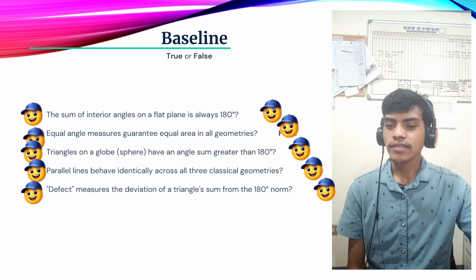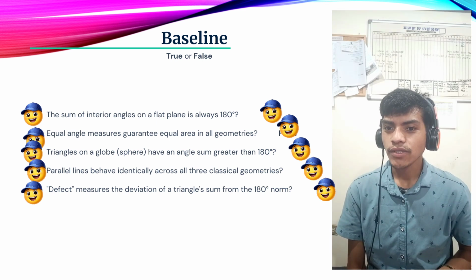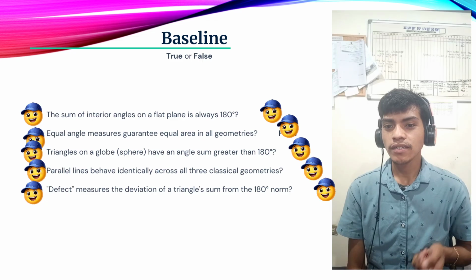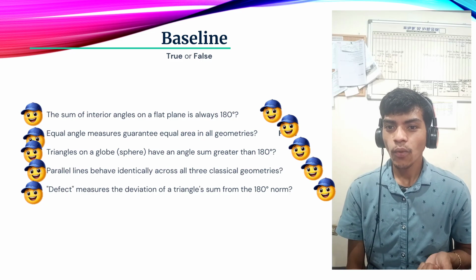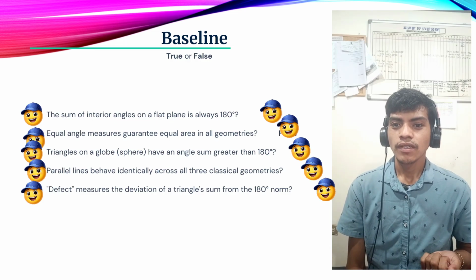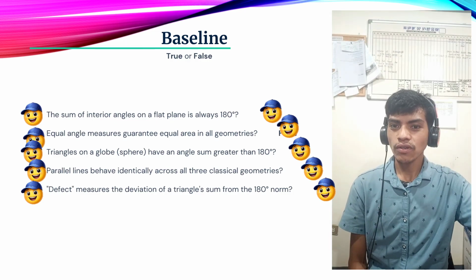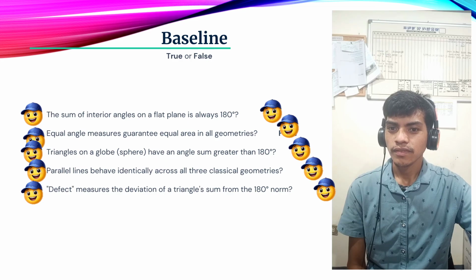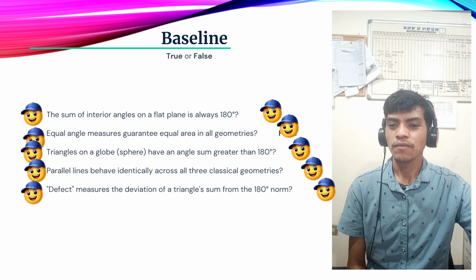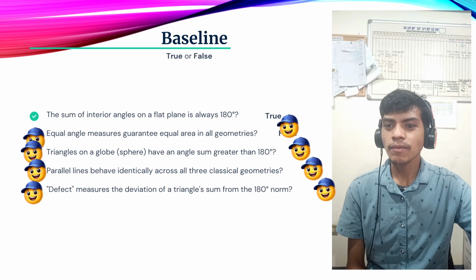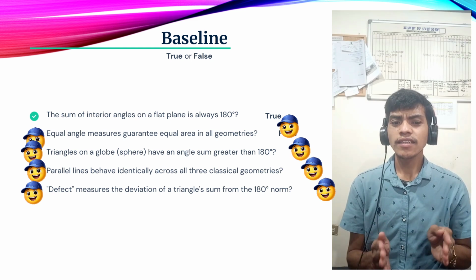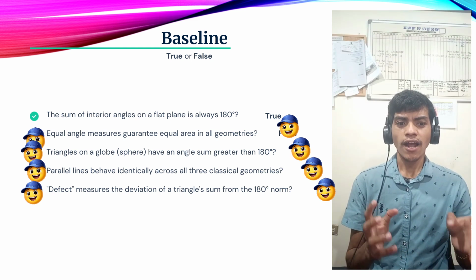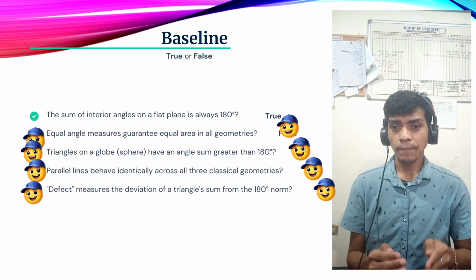Okay, number 1. The sum of interior angles on a flat plane is always 180 degrees. You will tell whether true or false. What is the answer? Yes, it's true, because the sum of interior angles on a flat plane is always 180 degrees.